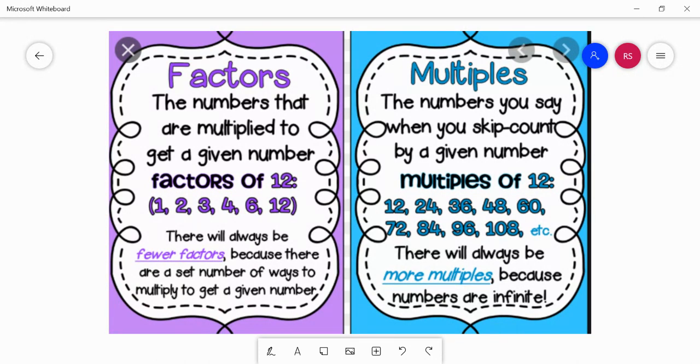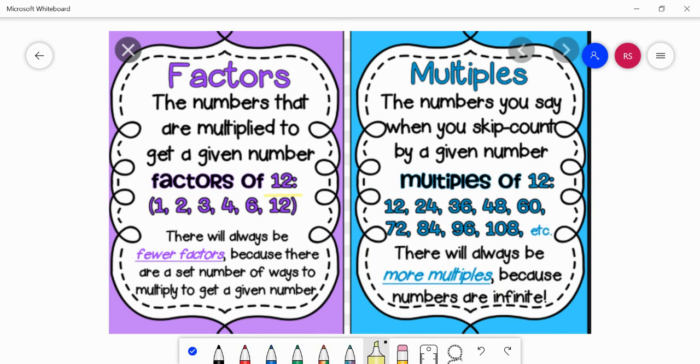A factor is a number that is multiplied together with another number to get a particular number. Now, what does that mean? With factors, we have two numbers that multiply together to give you a particular number. For example, if we're talking about the factors of 12, I'm going to highlight that, factors of 12. Let's think about the factors of 12. What do we multiply together to give us 12?